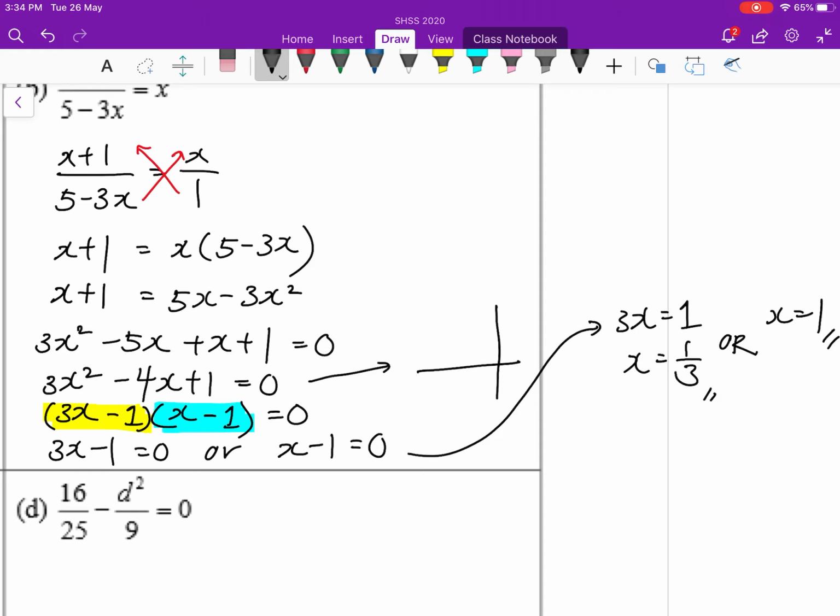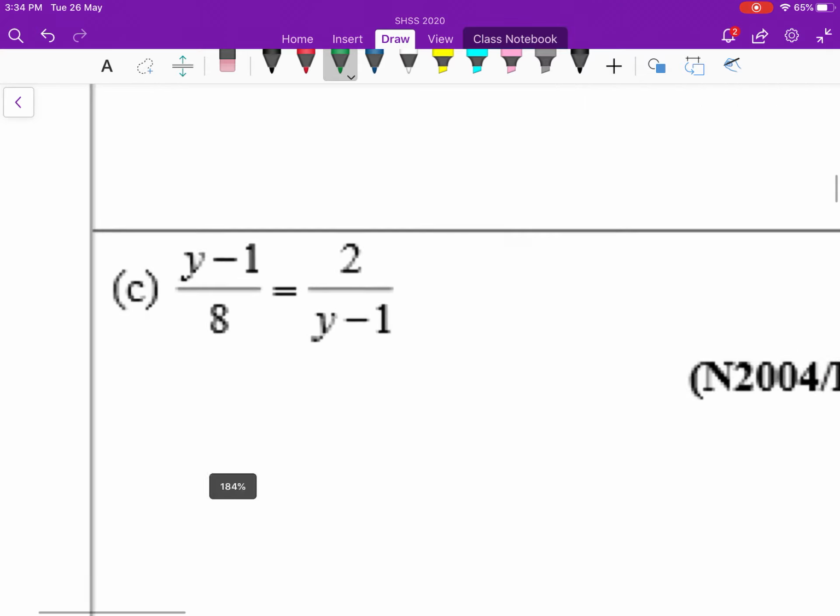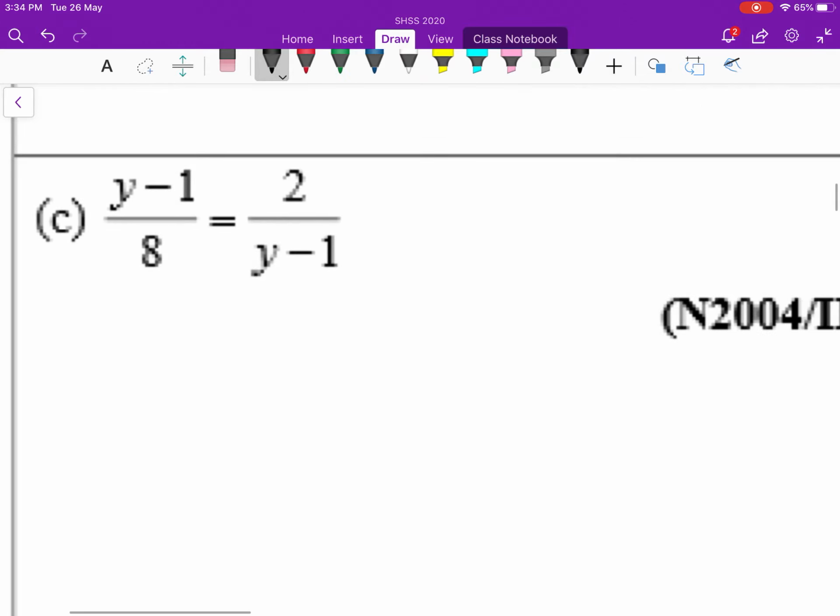Alright, so if you realize this involves a lot more steps, but our primary objective is, of course, we should get equals to 0. This must be 0 to begin with. If it's not 0, cannot be done. And next, you have something times something equals to 0. Then you can equate. Alright, let's take a look at the next example, part C, fraction equals to fraction.